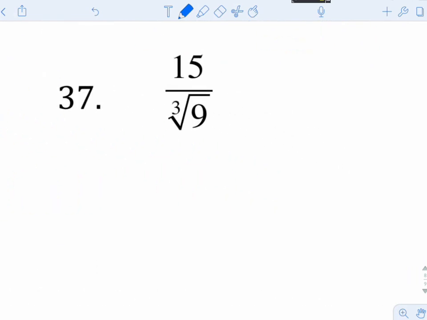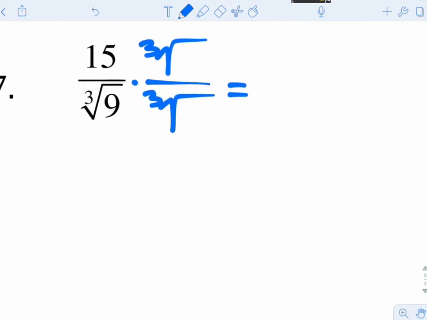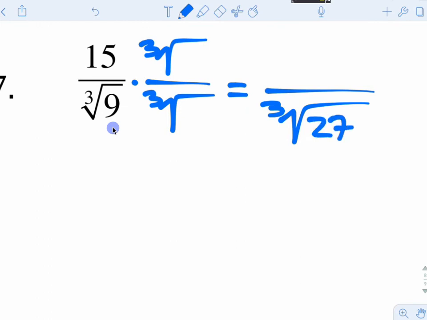Same idea. We're going to need to multiply now by some sort of third root in order to obtain a perfect cube in the denominator. So let's think, multiples of 9 that are perfect cubes. 9, nope. 18, nope. 27, haha. 27 is a perfect cube. So if we can get a third root of 27 there, we'll be home free. What must we multiply the third root of 9 by to get the third root of 27? The third root of 3.